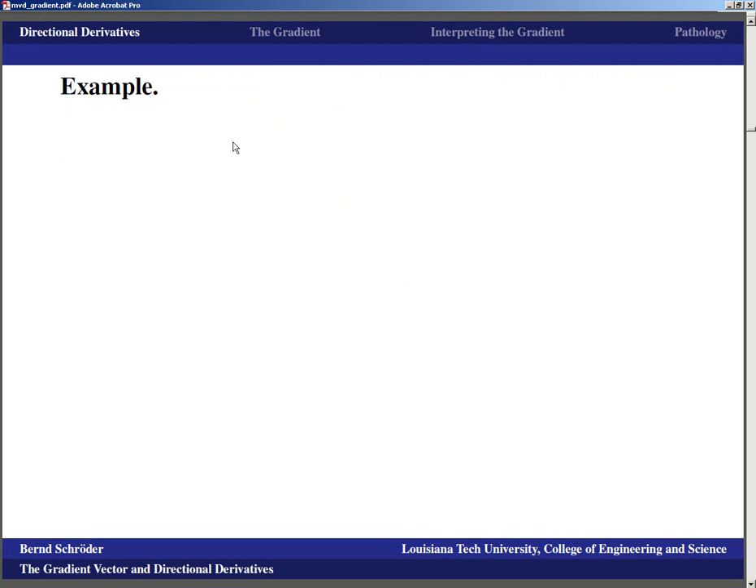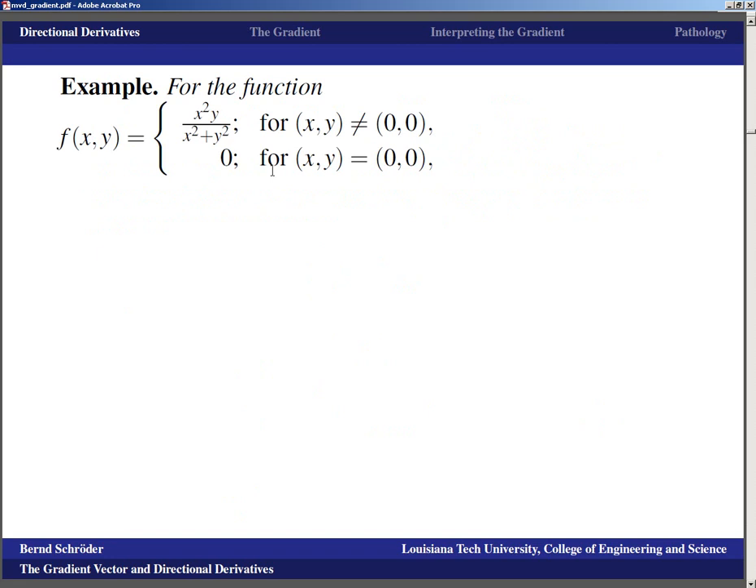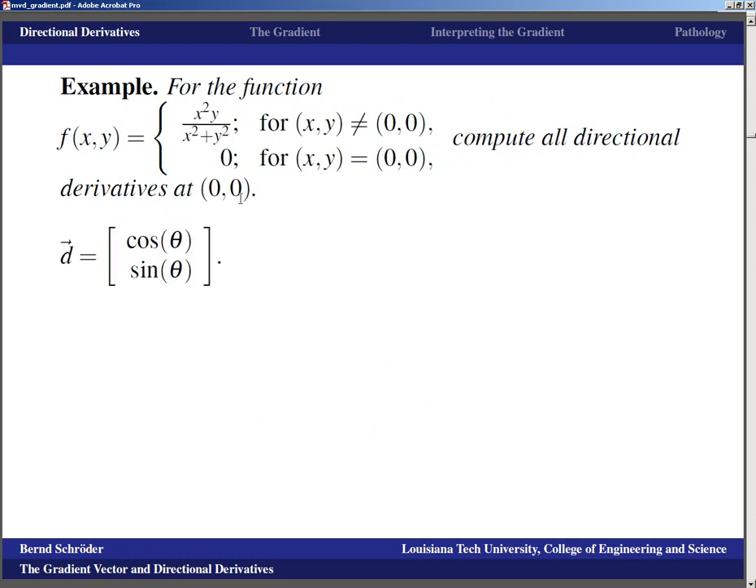Okay, so as an example of how we use difference quotients, we're looking at the function f of x, y being x squared y over x squared plus y squared when (x, y) is not equal to the origin and 0 at the origin. We want to compute all directional derivatives of that function at the origin, if they exist. Well, I will simply make my direction the vector (cosine theta, sine theta).